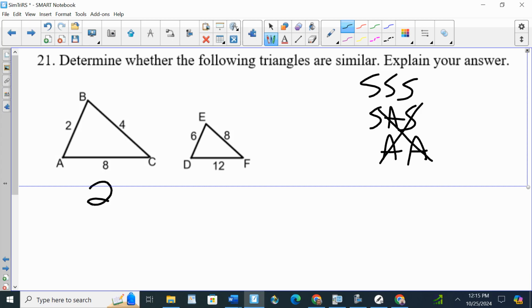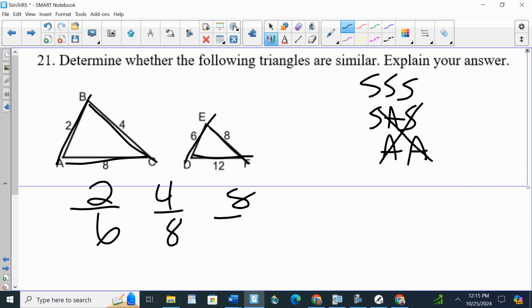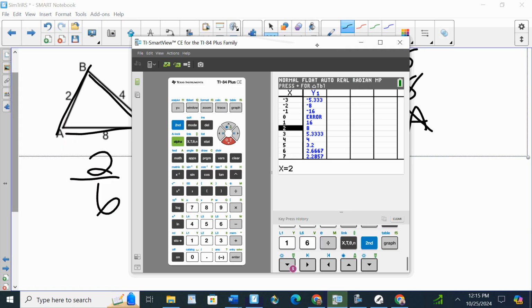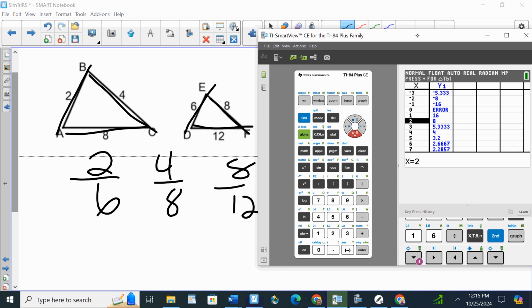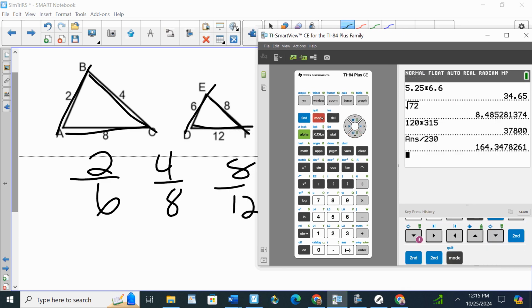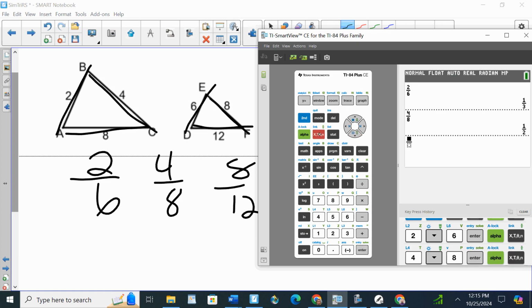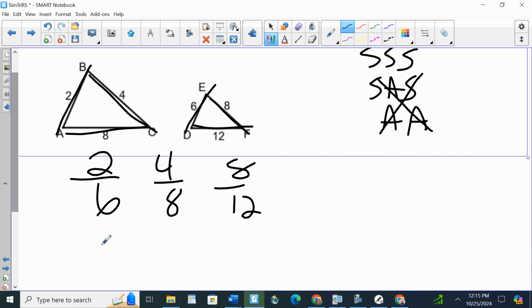So I have to see if they're in proportion by putting the corresponding sides on top of each other. 2 over 6, 4 over 8, 8 over 12. Use the calculator to reduce if you need to. You can just go alpha x, two over 6 and it'll reduce it for you. There's 2 over 6. There's 4 over 8. There's 8 over 12. 1/3, 1/2, 2/3.